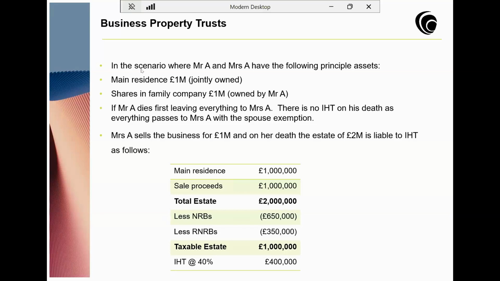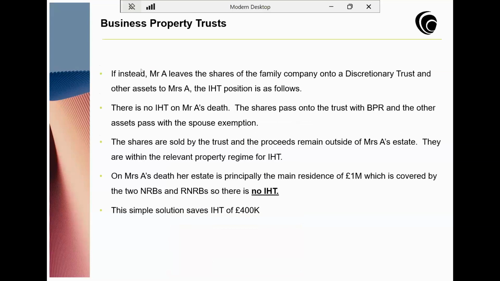But if Mrs. A sells the business for £1 million, on her death, the estate of £2 million is liable to inheritance tax without the benefit of business property relief. Essentially, what that means, even with the 2 nil rate bands and 2 residence nil rate bands potentially, we have a taxable estate of £1 million, which gives rise to an inheritance tax liability of £400,000. If instead Mr. A had left the shares of the family company onto a discretionary trust and all other assets to Mrs. A, the inheritance tax position would be as follows.